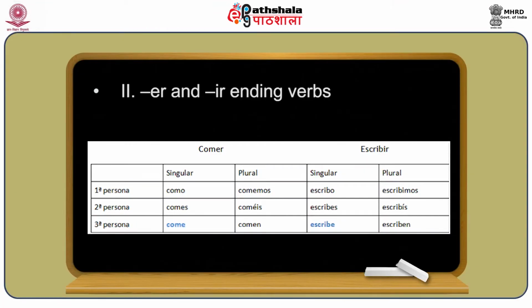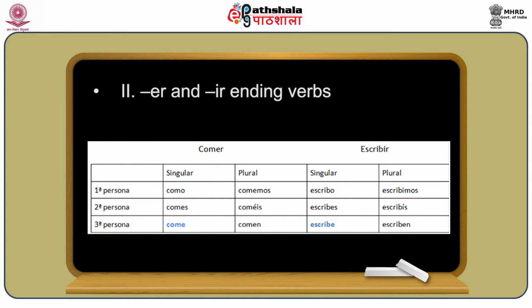What about ER and IR ending verbs? So what do we do with the regular verbs that end in ER and IR for forming the imperative? We follow the same rule, that is the third person singular of the verb will be taken as the imperative form. Third person singular, that is él, ella, usted form.